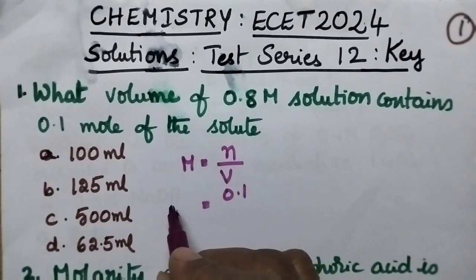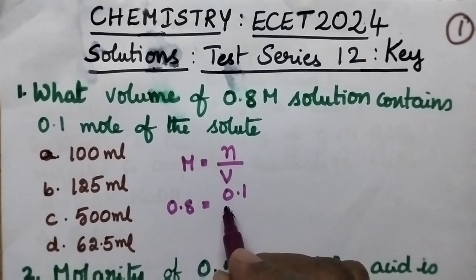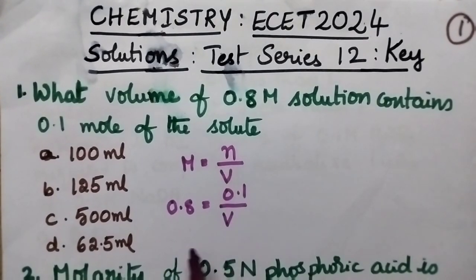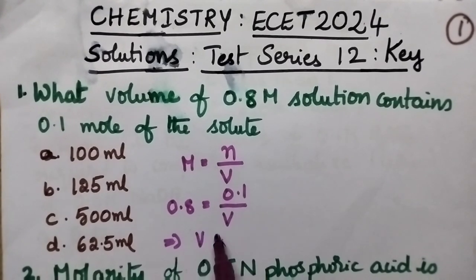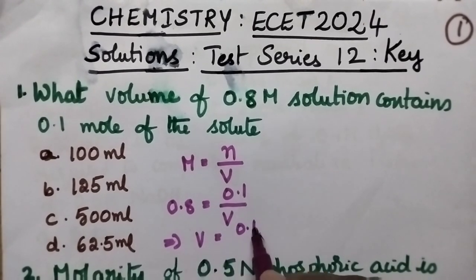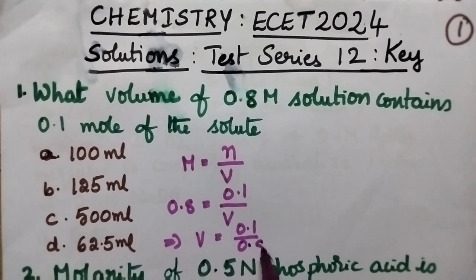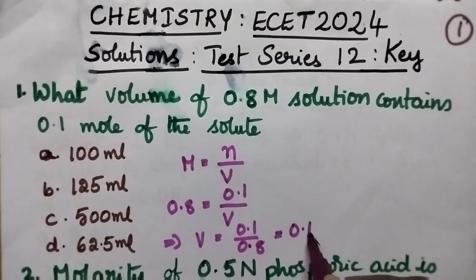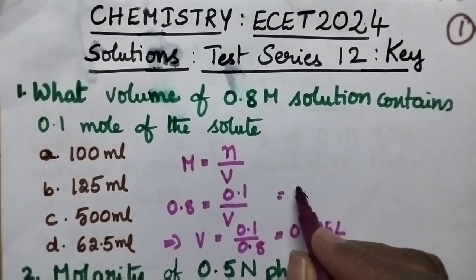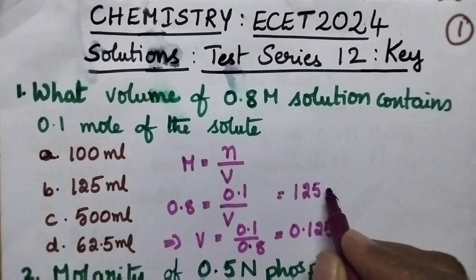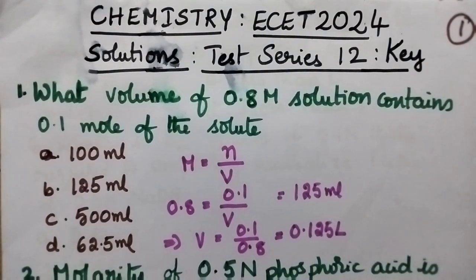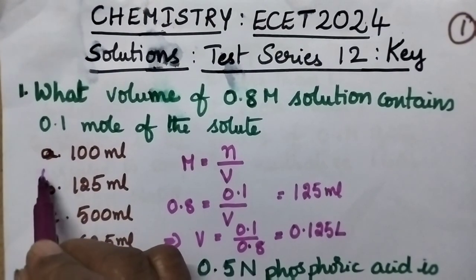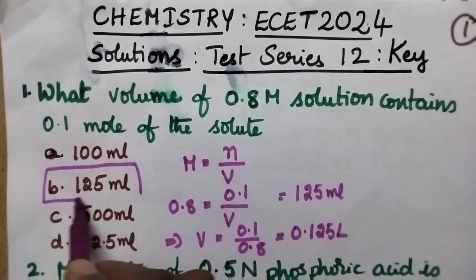So molarity is given, that is 0.8 divided by V. That implies V equal to 0.1 divided by 0.8, that is equal to 0.125 liters. That means it is equal to 125 ml, and hence the right option is option B, that is 125 ml.